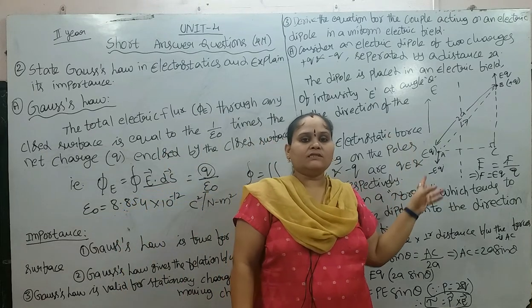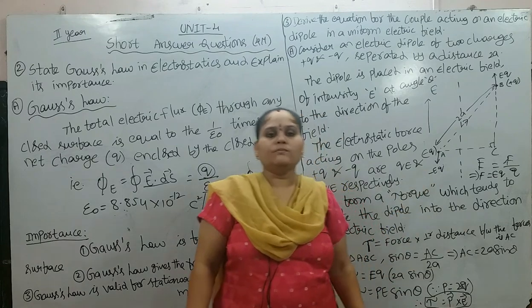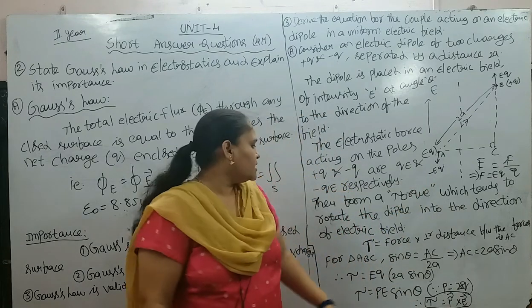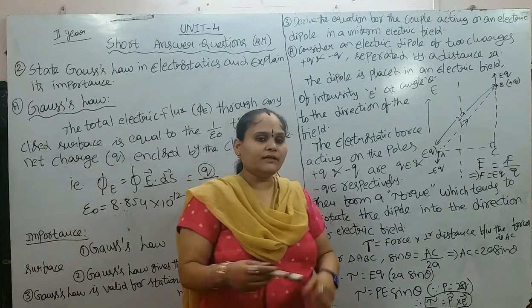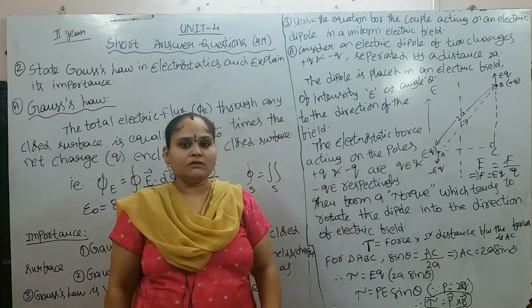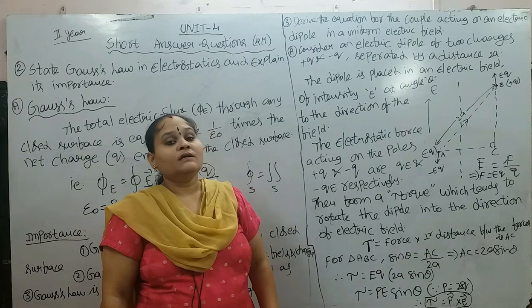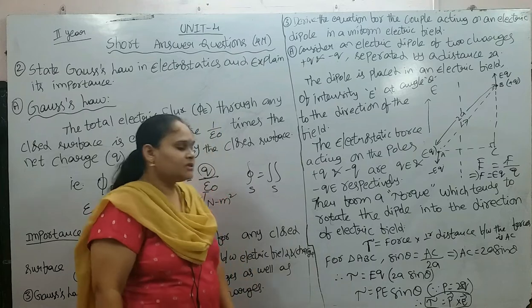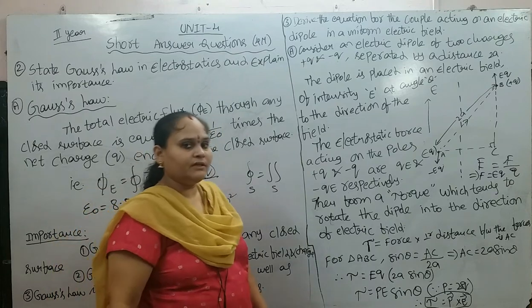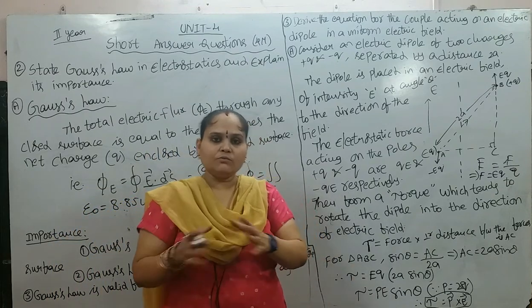That means the force on plus Q is EQ, and on minus Q it is minus EQ. So they form a torque which tends to rotate the dipole into the direction of the electric field. So the torque will be produced in the dipole that will rotate the dipole into the direction of the electric field.